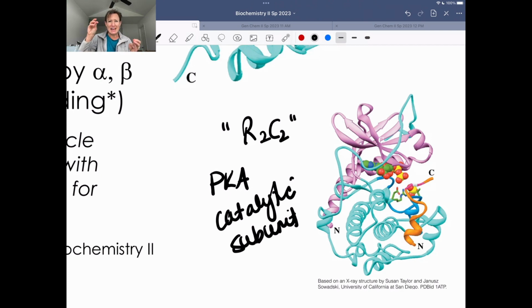Remember, we had cyclic AMP. Cyclic AMP is a need state signal, so it's going to be activating PKA, which is a phosphorylator. So what happens is cyclic AMP distracts those regulatory subunits. Those regulatory subunits bind to cyclic AMP, and that allows for the dissociation, the freeing of those 2 catalytic subunits. Okay, so that's how we think about PKA and its activity.